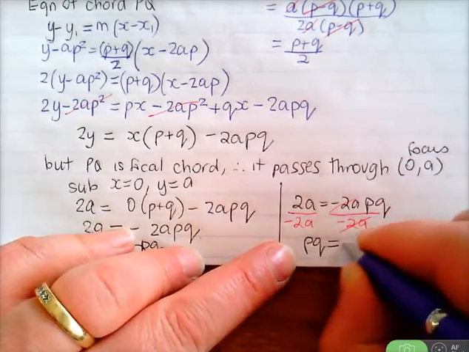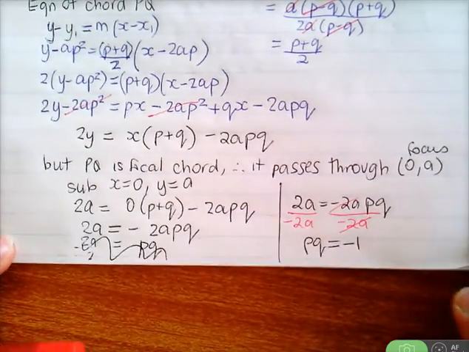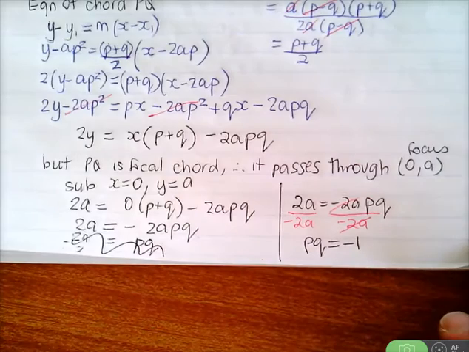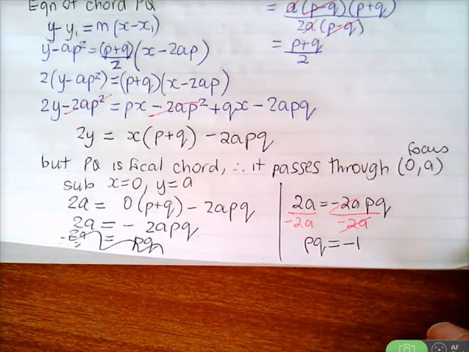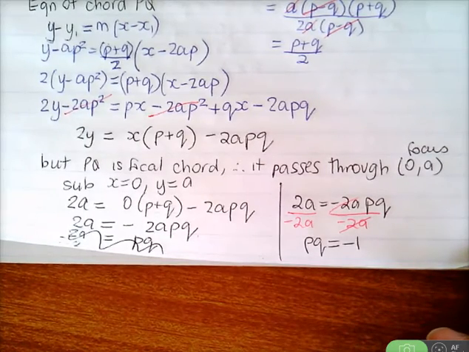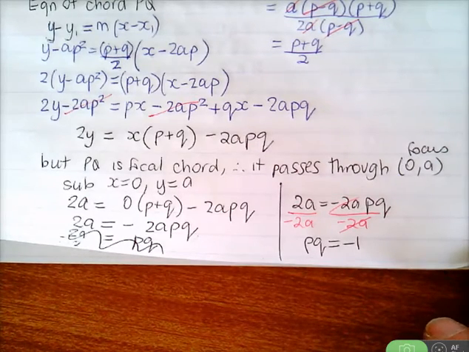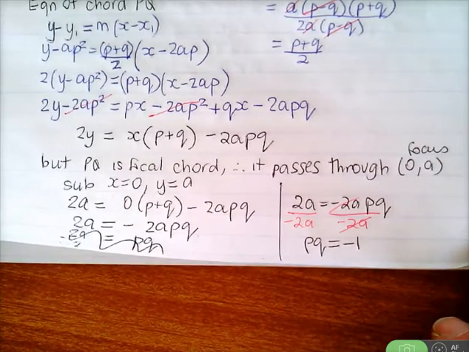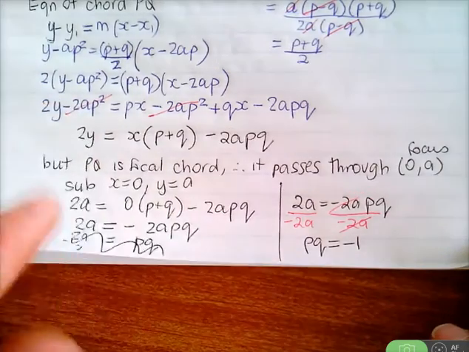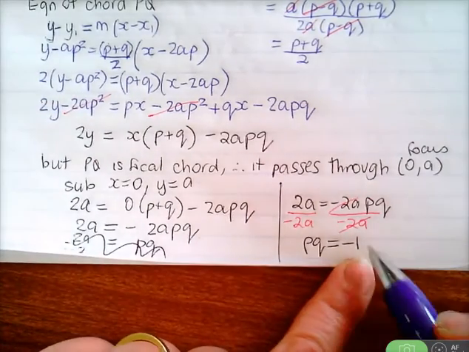Now girls, this is another result that you will see over and over again. Whenever you've got a focal chord, the relationship between P and Q is that P times Q is -1. You're going to see it over and over in HSC questions. If PQ is a focal chord, show that PQ is -1. Now, it didn't say to show that, but they've just told us PQ is a focal chord. There's nothing else you can do but find the equation of PQ. It's a focal chord. Substitute that in.